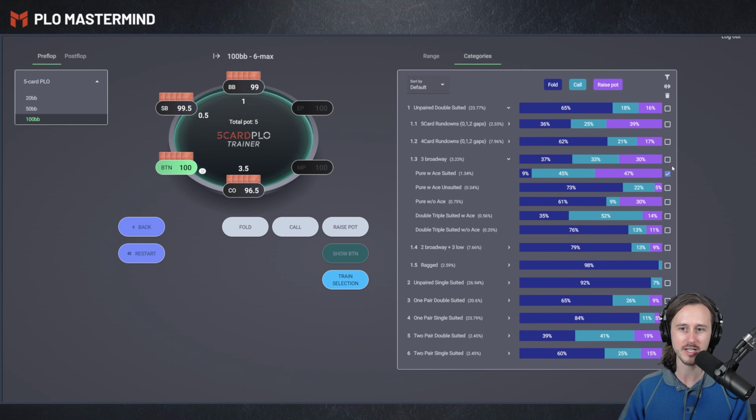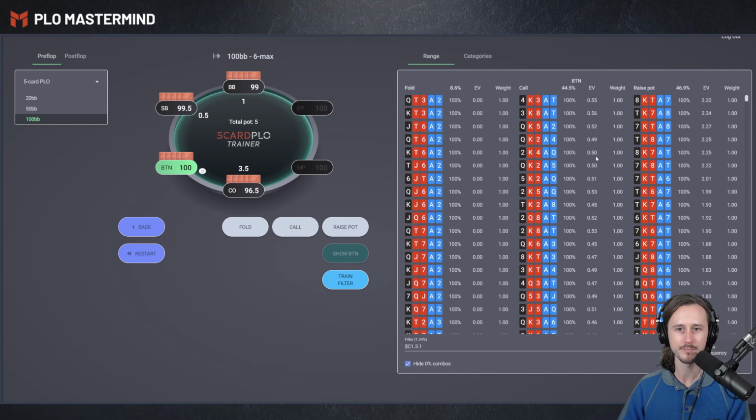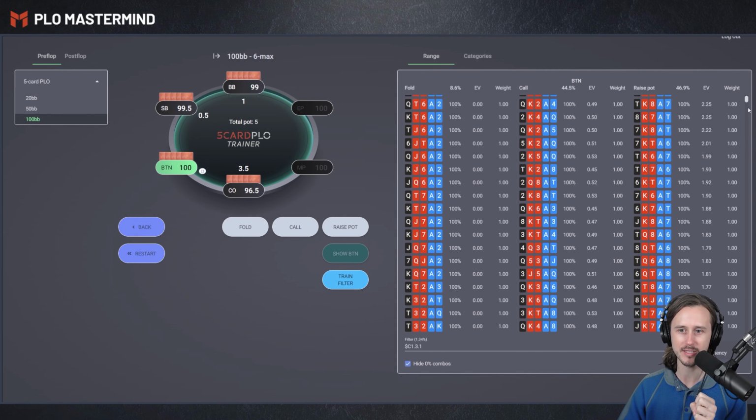So if I would open up this category and click on the icon, you will see the hands that we could potentially 3-bet, the hands that we could call, the hands that we should fold. And the better ones on top are the ones that we are going to 3-bet in this solution. So for example, hands like ace, king, 10, 7, 8, double suited pure is a hand that we are 3-betting with if we are suited to the ace.